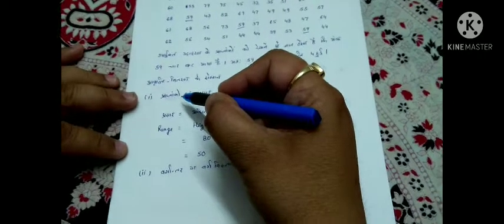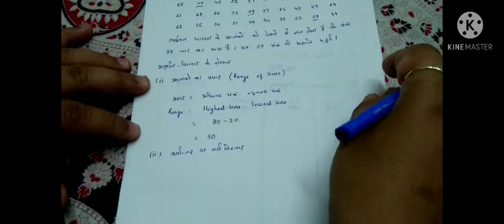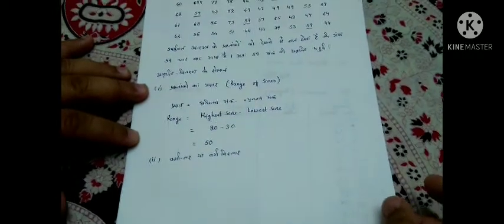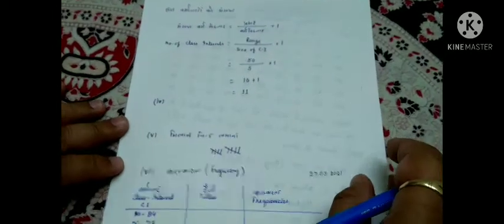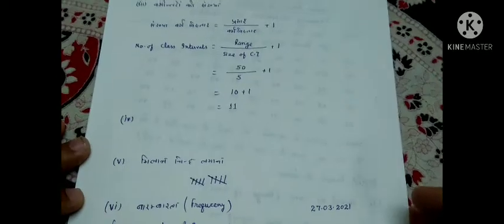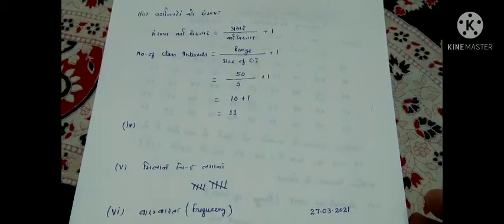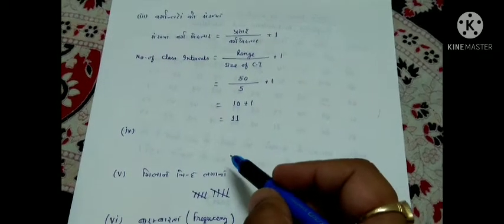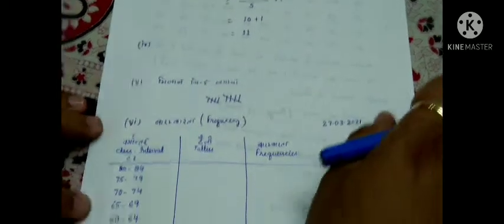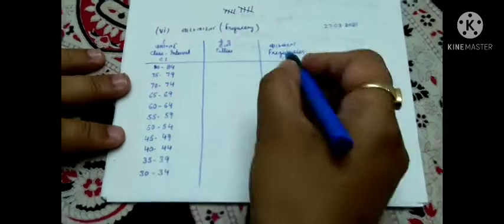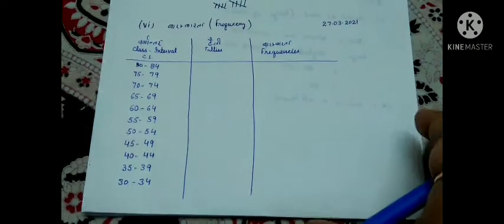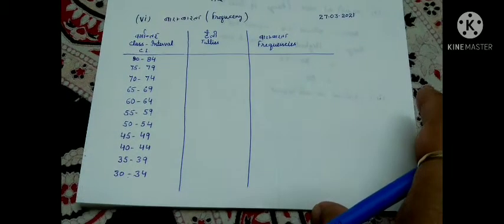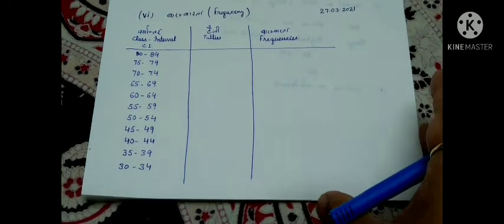table for frequency distribution. First is range, second is how the class interval is to be selected, thereafter the total number of class intervals and how it is to be calculated, thereafter how the class interval is to be started, then tallies, and thereafter frequency. Now we have to prepare a table with this ungrouped data in which we have taken 50 students.